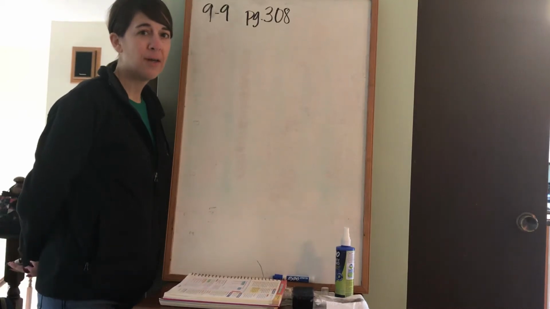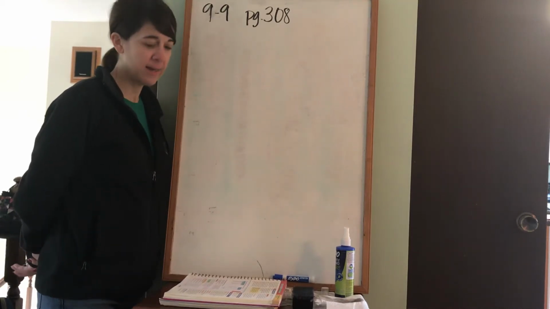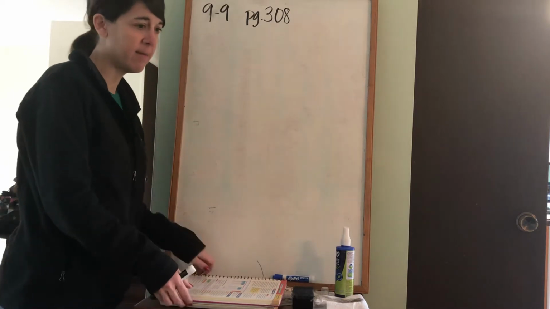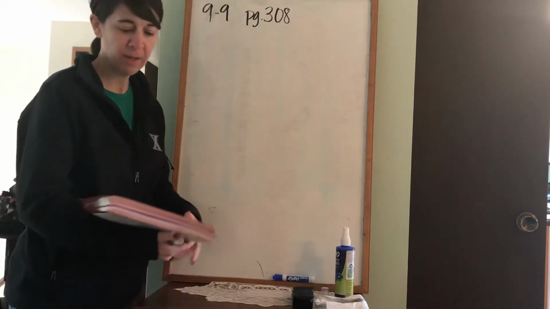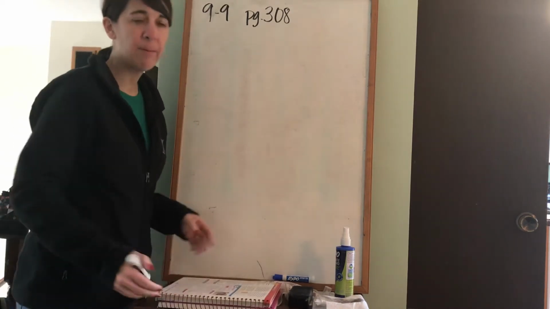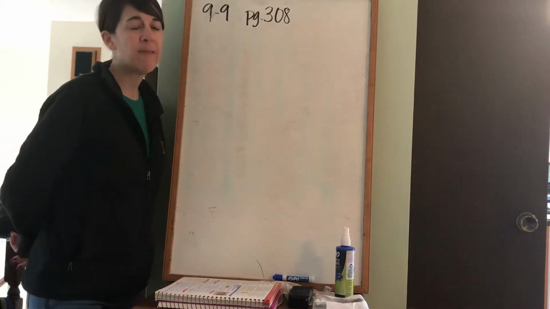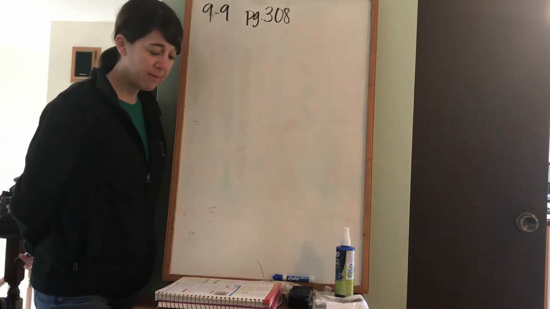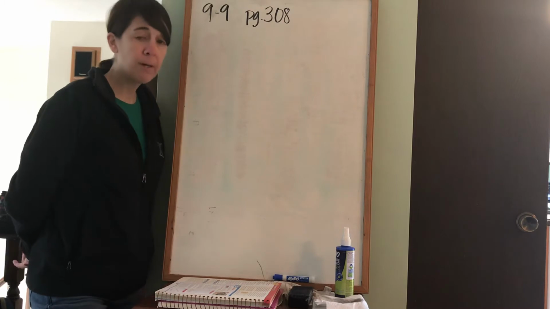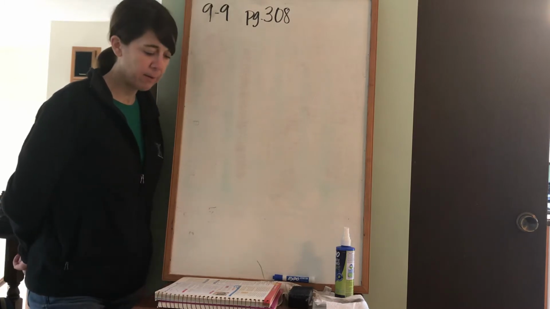Hey, Change 4, we're ready to work on section 9.9 on page 308, and that is line graphs. So if you take a look at the very top of the page, you'll see a data table that shows you the days of the week and then pizza sold. We're going to use that data to make a line graph.